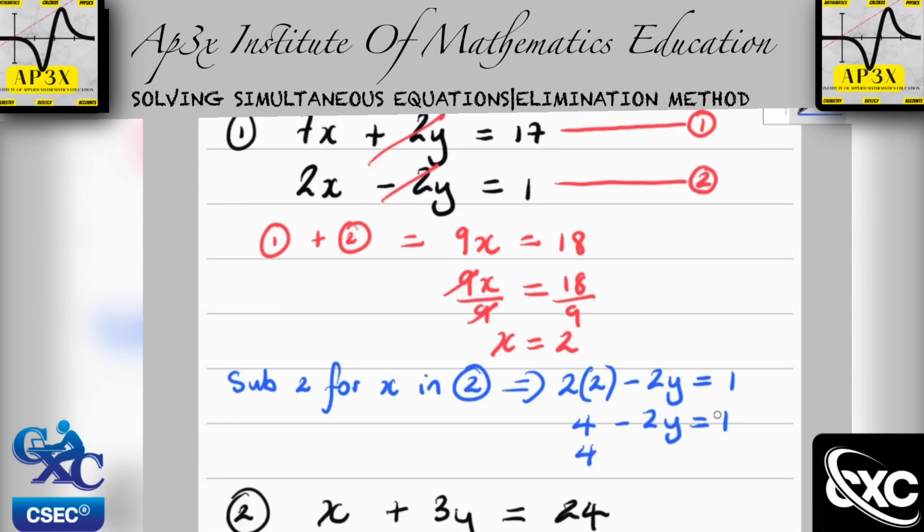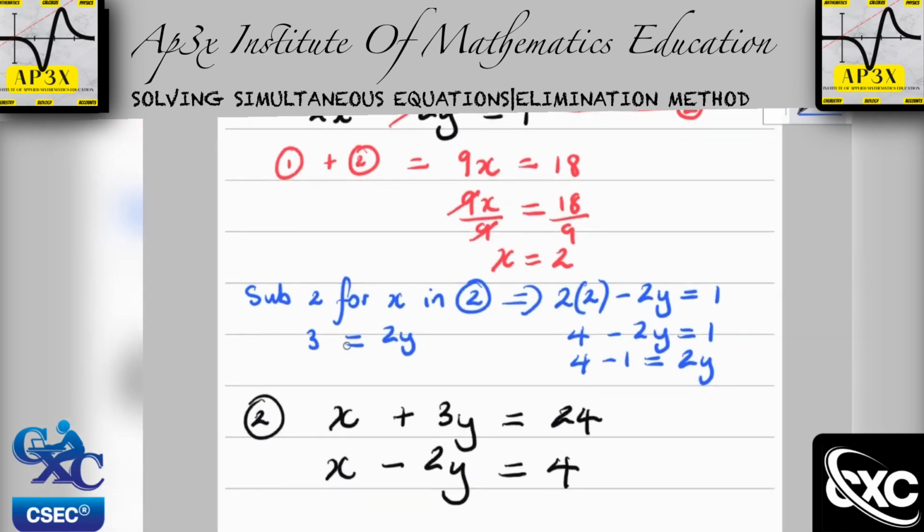So 4, I'm going to transpose the 1 to the left. I'm going to get negative 1. And then I'm going to transpose, say here, the minus 2 to the right. And I'm going to get positive 2y. Alright? So therefore then, I end up here with 4 take away 1 is in fact 3. And that is 2y. So now, here, I'm going to be dividing both sides here by 2, because 2 splits the product between the 2 and the y. So that's 3 over 2 is equal to y. And then that becomes my final solution.